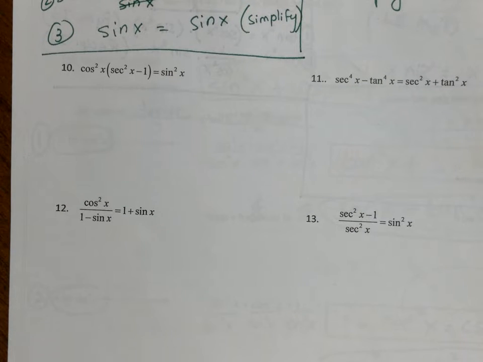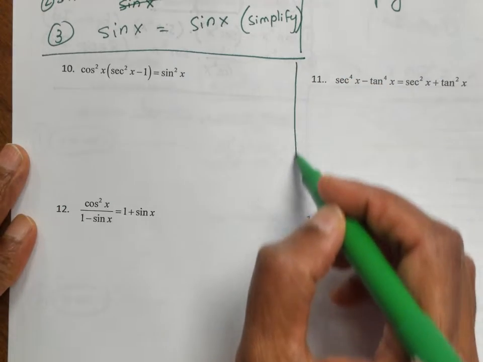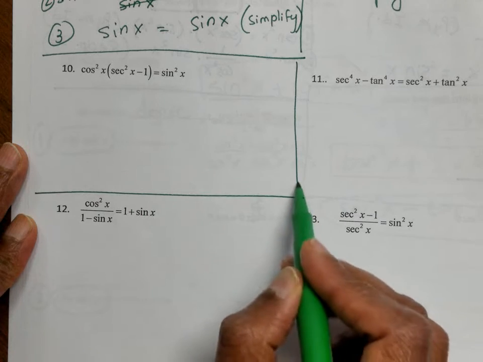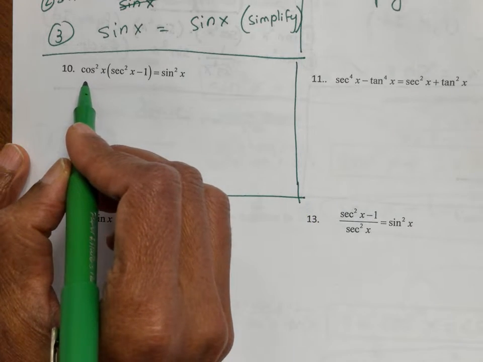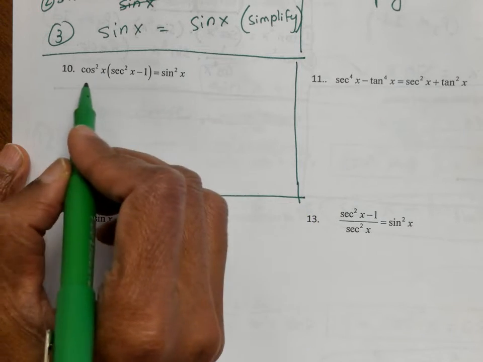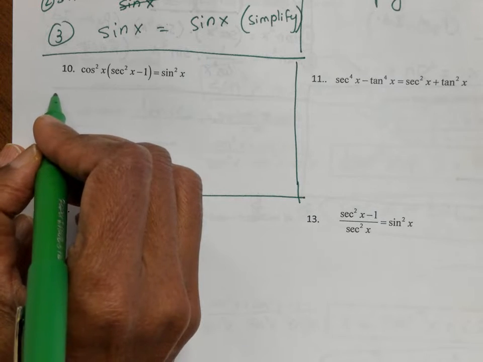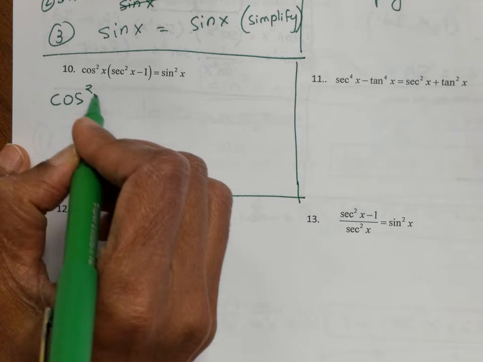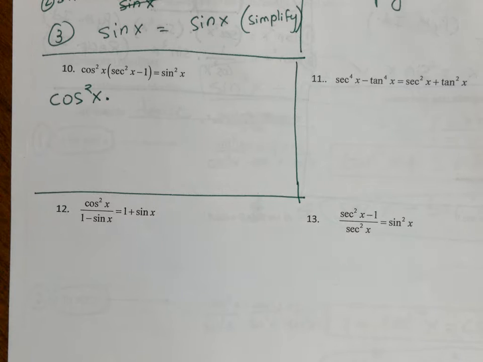Okay, so I want you guys to think about 10. Again, you can hit pause and see if you can solve 10 by yourself, and then you can come back and look at what I have done. So if I look at this, again, I'm going to start working with my left hand side. So cosine square x, I'm going to leave it as cosine square x, and secant square x minus 1.